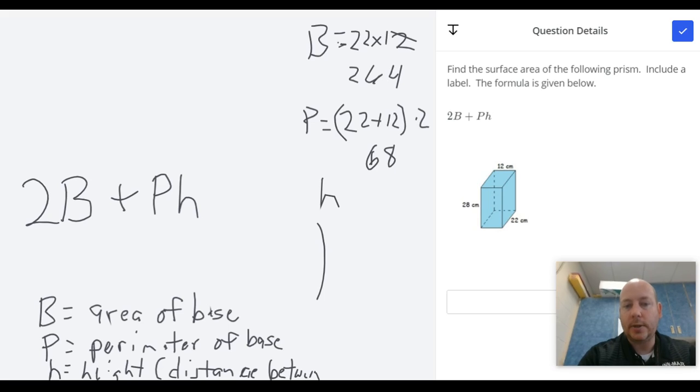Okay, and then your height is going to be the distance between the bases. I'm using the bottom and top as my bases. So the height's going to be 28. Again, it doesn't matter which ones you use. Okay, on a rectangular prism, because they're all rectangles, you have those three sets of parallel sides. So I just want to take 2 times the area of the base.